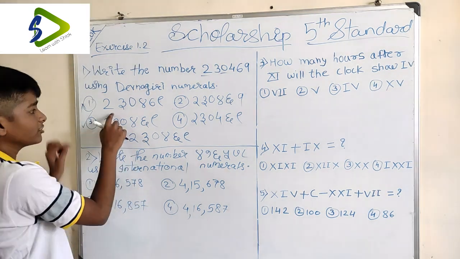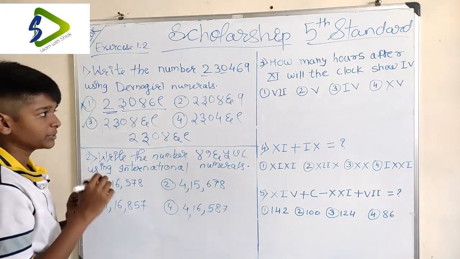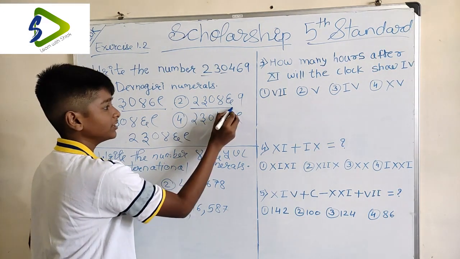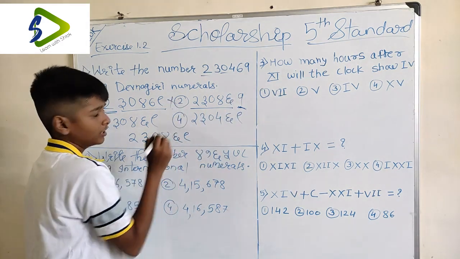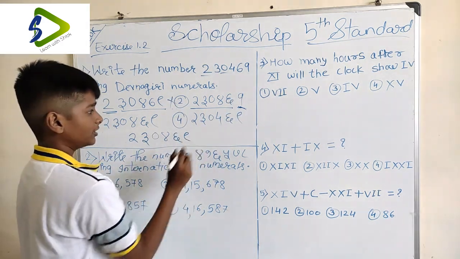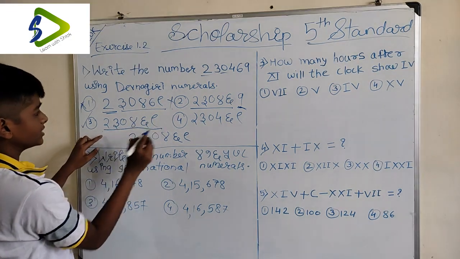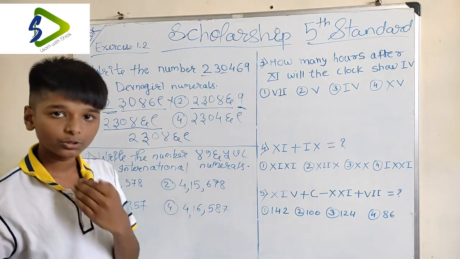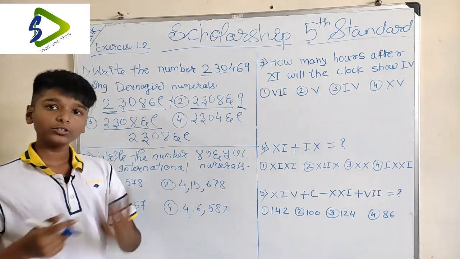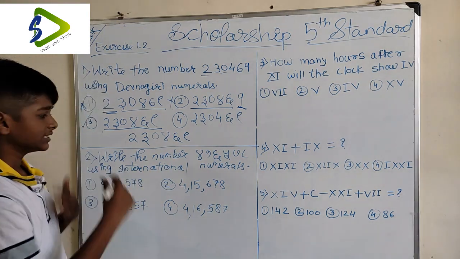In this option you can see that all these are Devanagari, but this one is not, so this is a wrong option. Then here all these are Devanagari, but this is an international numeral, so this is also wrong. Then here everything is Devanagari and the values are the same, so this is the right option. Likewise you have to solve in the exam, and you can also do this in your mind. You don't have to write it up, so you can save your time. Now let's look at the second question.